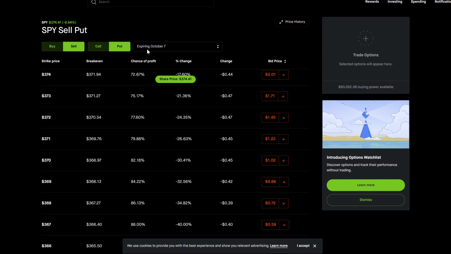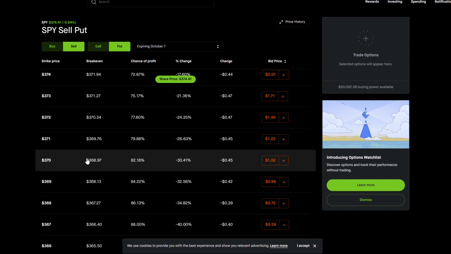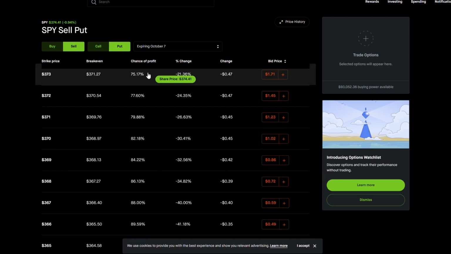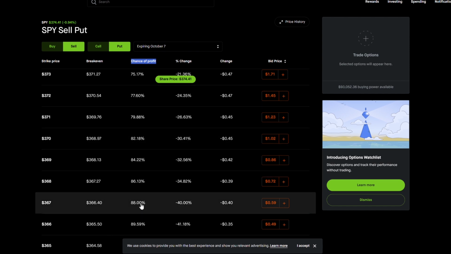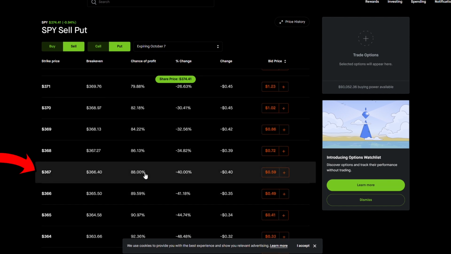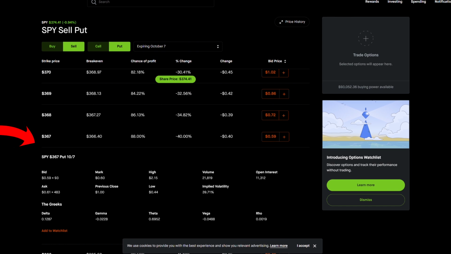Let's say that the expiration date is October 7th, which would be tomorrow, we're going to sell a put option. Let's go to chance of profit. I like to look at my chance of profit, and it's 88%. So this is good. If I expand this option right now, the delta is 0.12. So very small delta. This 0.12 delta means there's only a 12% chance of this option expiring in the money.